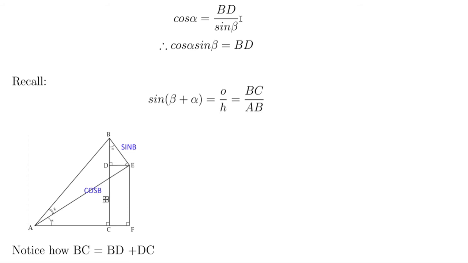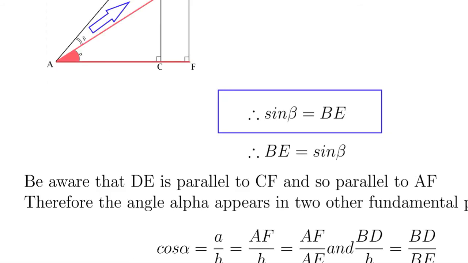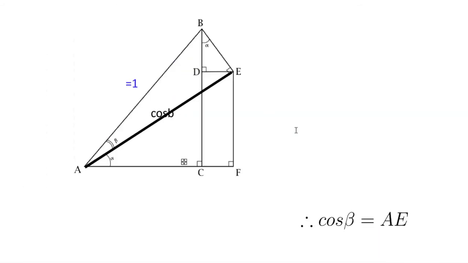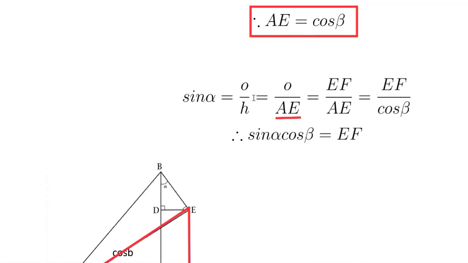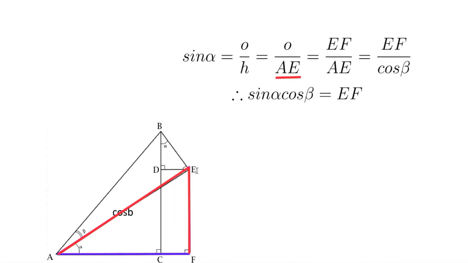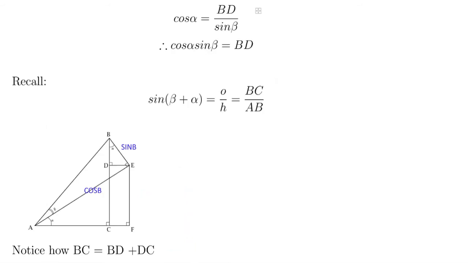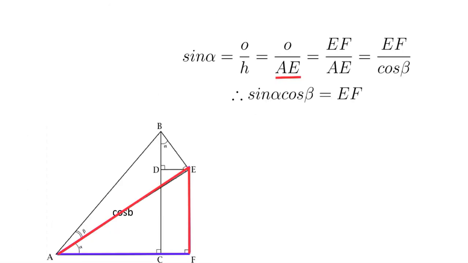We'll do one last label, bear with me, we're nearly done. One last label that we gained was this one in here. If I scroll up slightly, that sine alpha cos beta was EF. Sine alpha cos beta was EF, just to make you aware of where that came from again.